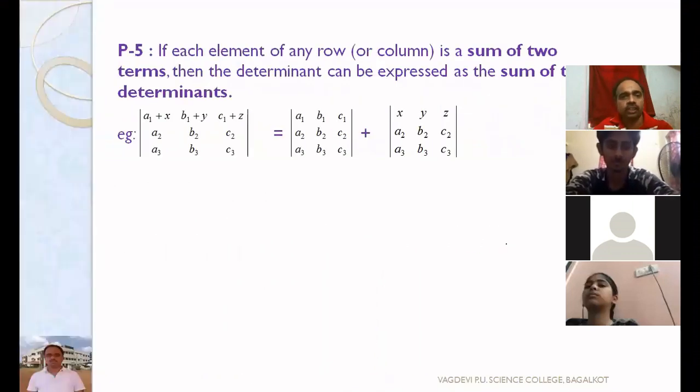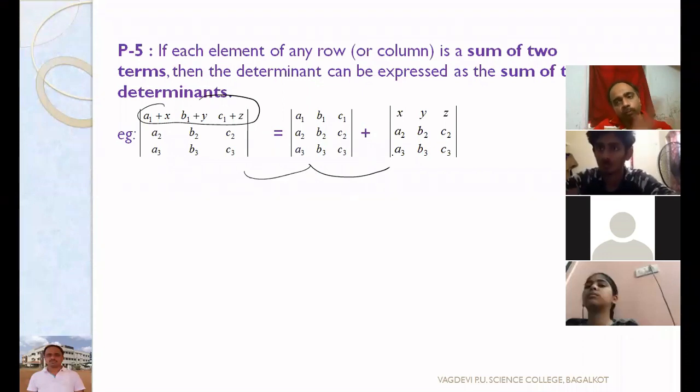So property 5 is when the elements of one row are sum of two terms, then the determinant can be split as sum of two determinants. A1 plus x, B1 plus y. There are two terms. So the determinant itself can be split into two determinants.